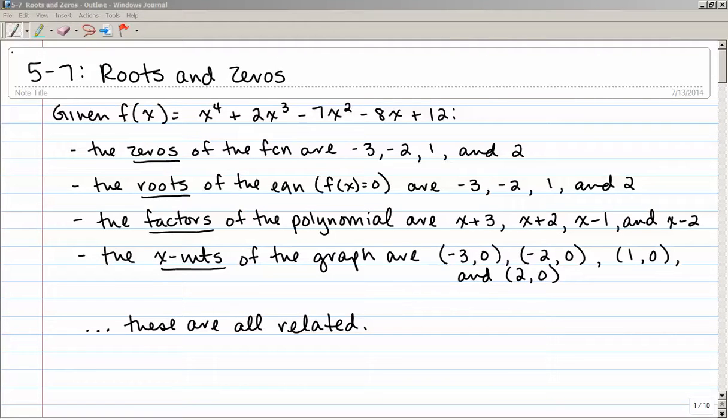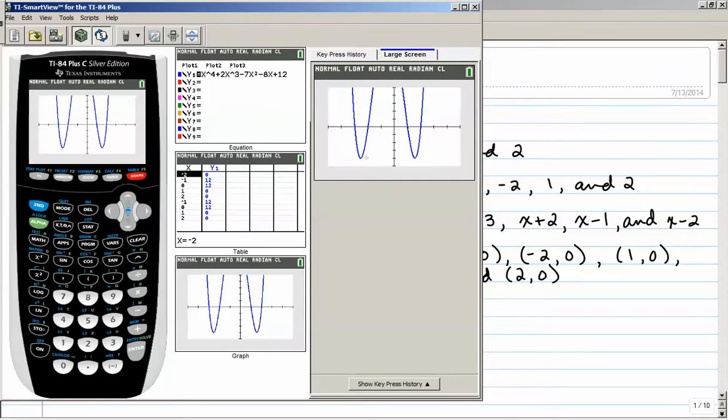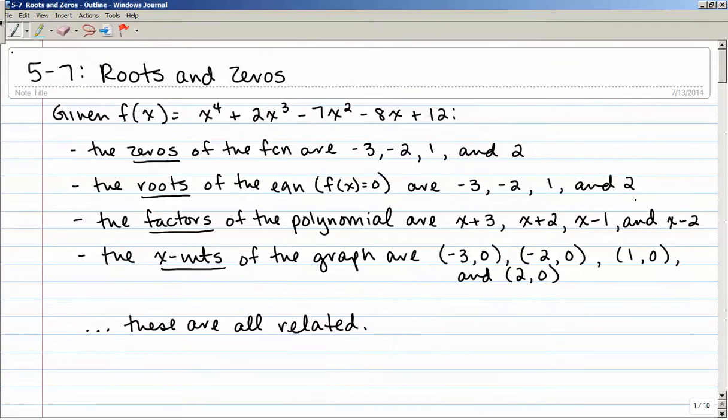Let's take a quick look at the graph of this function, see what it looks like. So here I've put it into my calculator. And when I hit graph, I get something like this. I changed the window a little bit so we could see where it crosses the x-axis a little better. We're not going to see the relative max that's kind of up here above, okay? But you can see that it crosses the x-axis at -3, -2, 1, and 2. And that's what I said all of these numbers were based on.